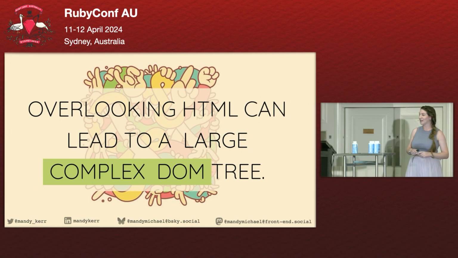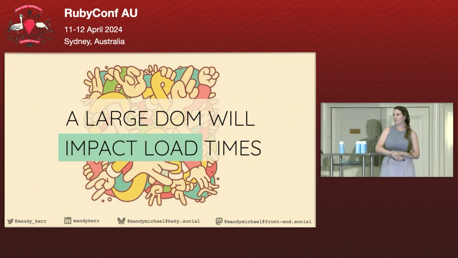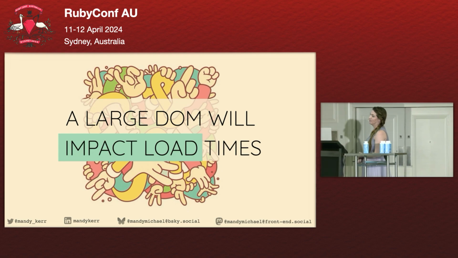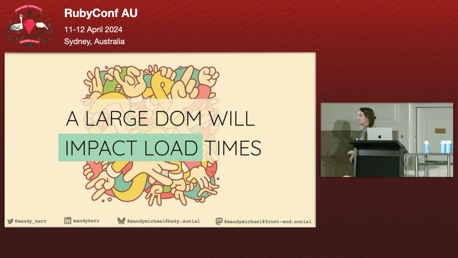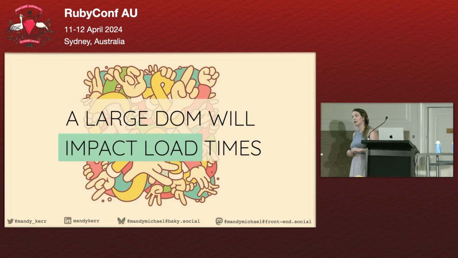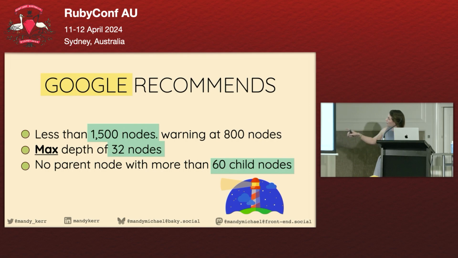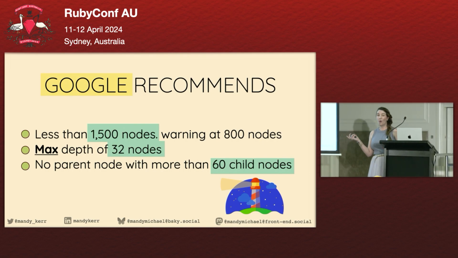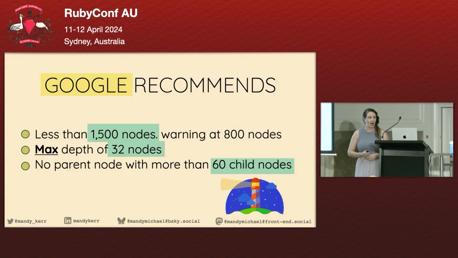Overlooking HTML can lead to a very large, complex DOM tree. And this can have an impact on your load times. As users and scripts interact with your DOM, the browser has to recompute the position and styling of all of the nodes. And this can severely impact the rendering time and the runtime performance of your pages and applications. Google's Lighthouse Performance tool recommends less than 1,500 nodes. It'll warn at 800, so that should be an indicator that you want to be way on the low end of that. Max depth of 32 nodes, that kind of thing.